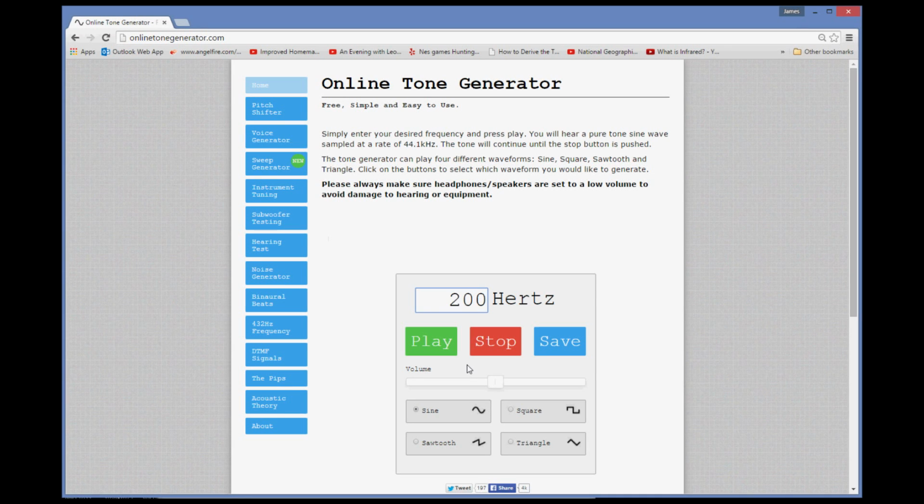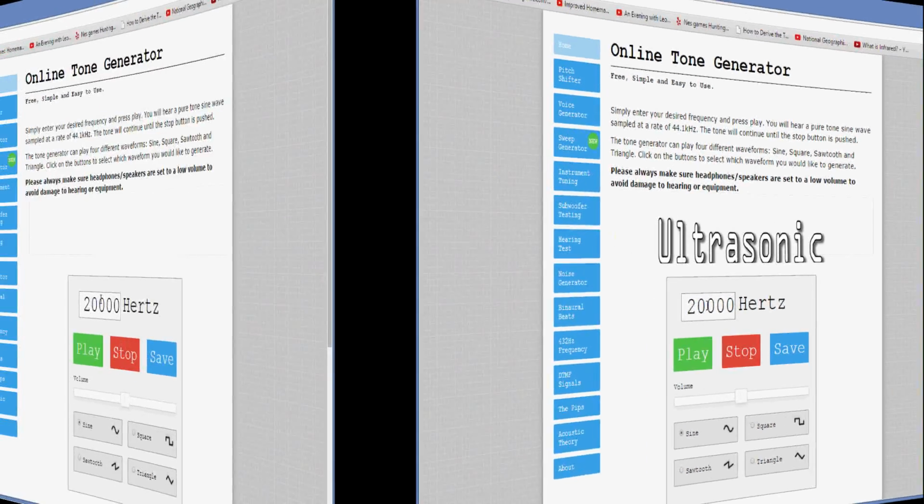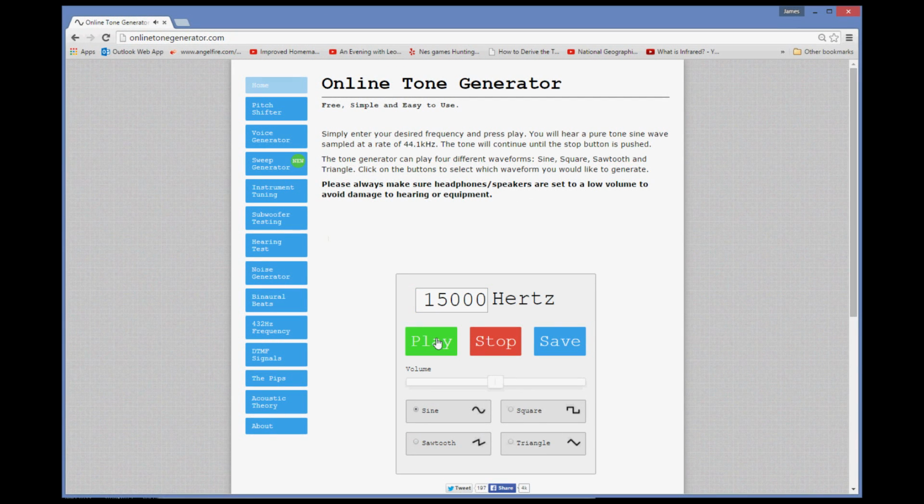Supposedly, the upper limit of human hearing is about 20,000 hertz. Anything above is considered ultrasonic, meaning beyond audible. I can still easily hear 15,000 hertz, but 17,000 hertz is inaudible to me.